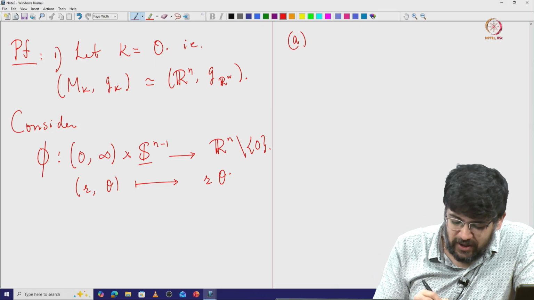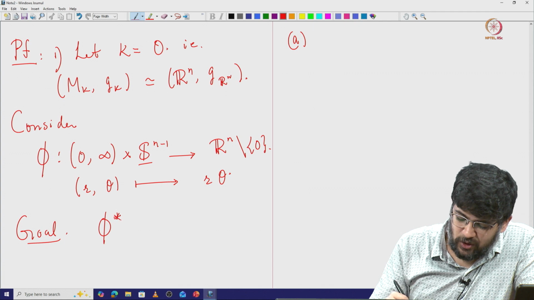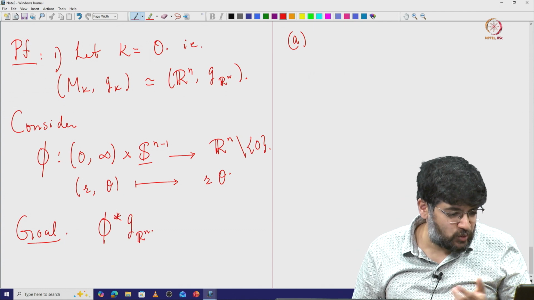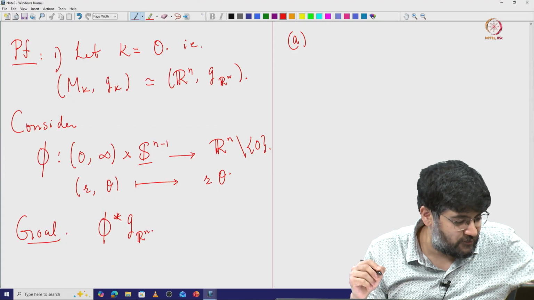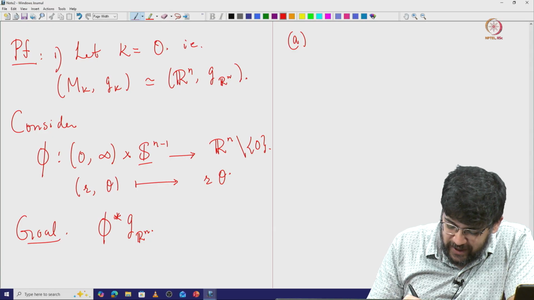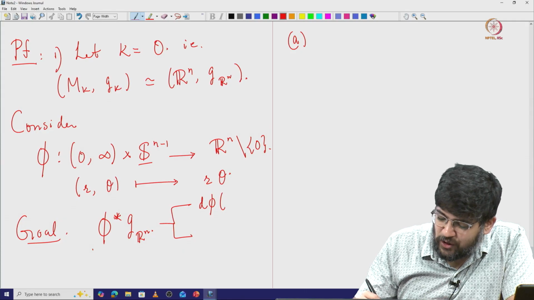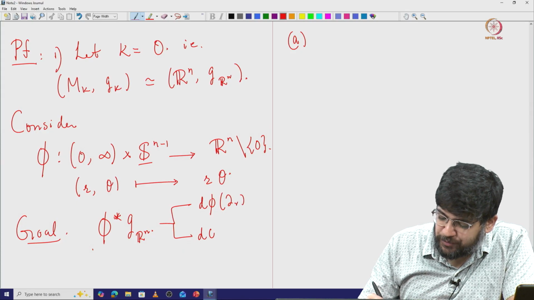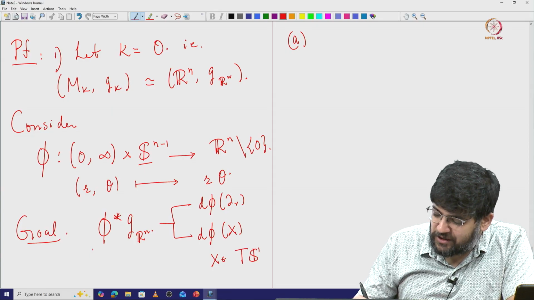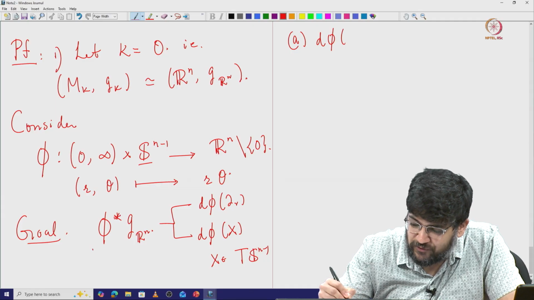So now, what is our goal? Our goal is to compute the pullback of the Euclidean metric in these coordinates, right. So in order to do that we have to understand what the derivative of phi looks like. So there are basically two things one needs to do: compute d phi of the radial direction and compute d phi of x, where x is tangential to the sphere, right. So let's compute d phi of del r.